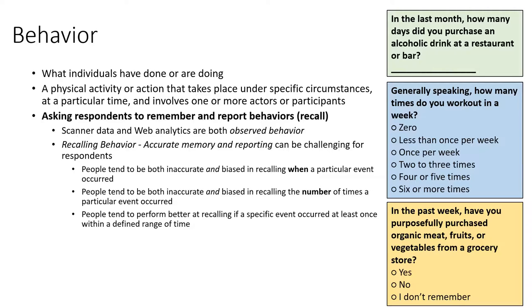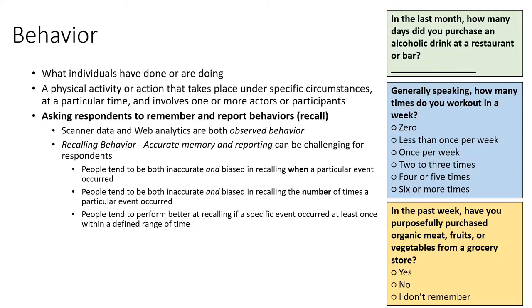Look at this next example. Generally speaking, how many times do you work out in a week? Zero, less than once, once per week, two or three, four or five, six or more times. Notice that this type of behavior recall isn't looking for precise, accurate answers. Instead, it's looking for general patterns of behavior.